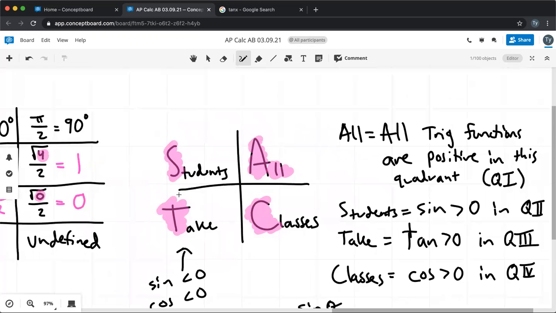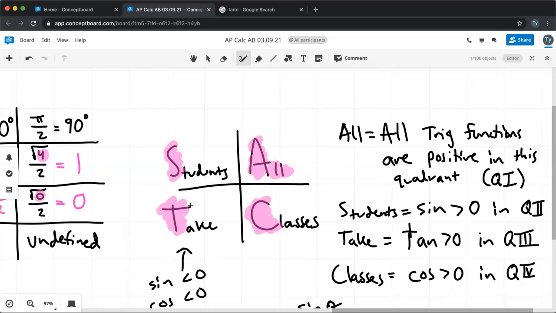So this mnemonic device describes which trig functions are positive in which quadrant. Here we have all trig functions are positive in quadrant 1. Here, student starts with an S, so we have sine, which also starts with an S, is positive in quadrant 2. Everything else, meaning tangent and cosine, are negative.